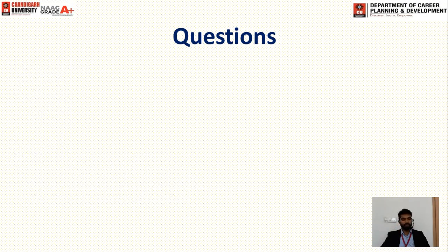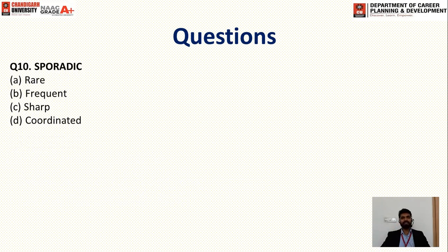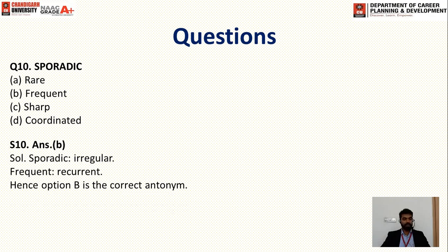Moving forward, the last question, sporadic. It's a really simple one. The options are rare, frequent, sharp, coordinated. The word sporadic means irregular. That means we'll be looking at a word that has a similar meaning to regular. Frequent is one such word. Rare is actually kind of similar to sporadic. So the answer is option number B, that is frequent.